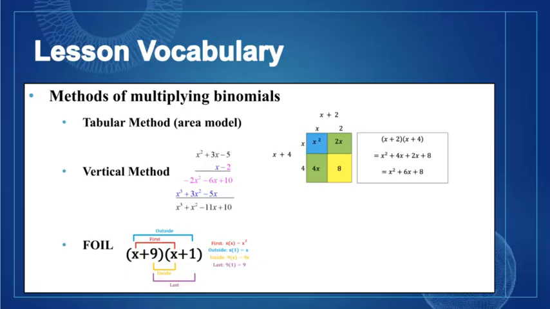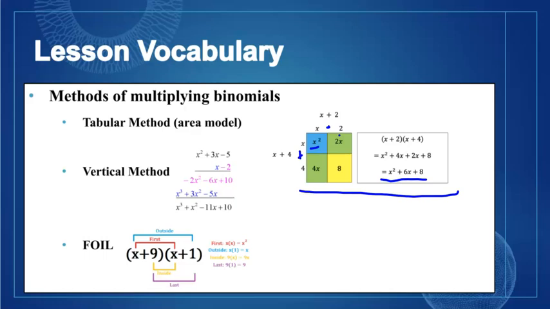So we're going to multiply using three different methods. The tabular method, or you can consider it the area method, which you can see here. If the dimensions are x plus 4 and x plus 2, you separate them into boxes and then find the area of each box. So x times x is x squared, x times 2 is 2x, x times 4 is 4x, and 4 times 2 is 8. And then you combine them and it gives you x squared plus 6x plus 8.